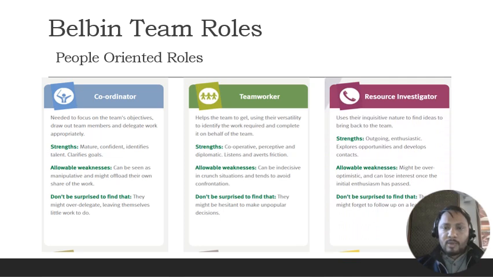Then, last but not least, are the resource investigators. They are very enthusiastic, they want to explore new opportunities in a certain situation, and they are typically very energetic. However, in a certain situation, this can turn into their weakness, where they can be over-optimistic, and if there is no thrill available within the team or the task, maybe they will lose their interest.